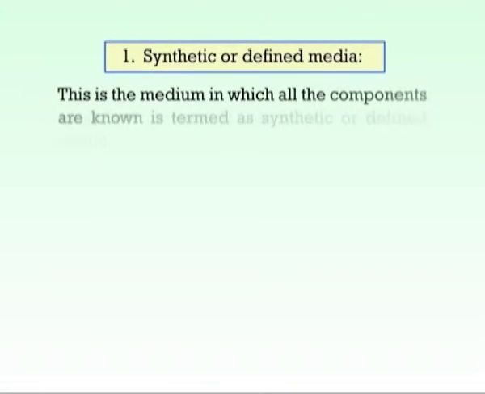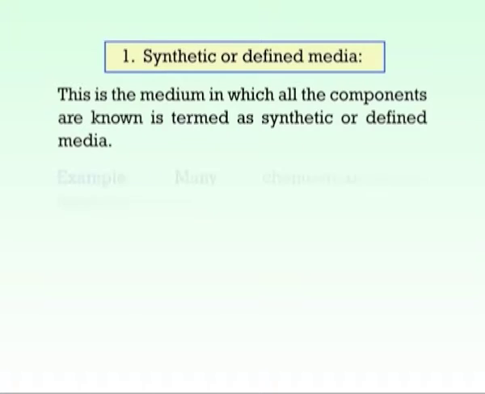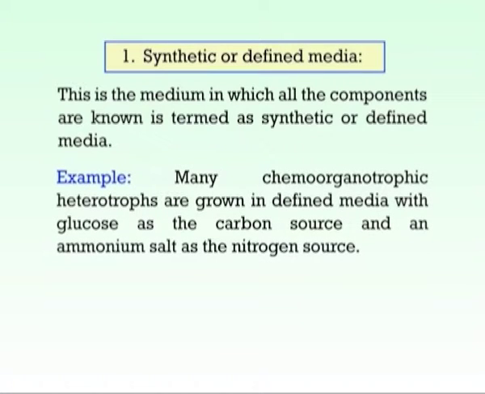So today we'll see the preparation of various media for bacterial growth. Culture media is defined as any material that is prepared for the growth of bacteria in the laboratory. Bacteria can be grown in synthetic or defined media, that is, medium in which all the components are known. Examples are many chemoorganotrophic heterotrophs. They are grown in defined media with glucose as the carbon source and ammonium salt as the nitrogen source.